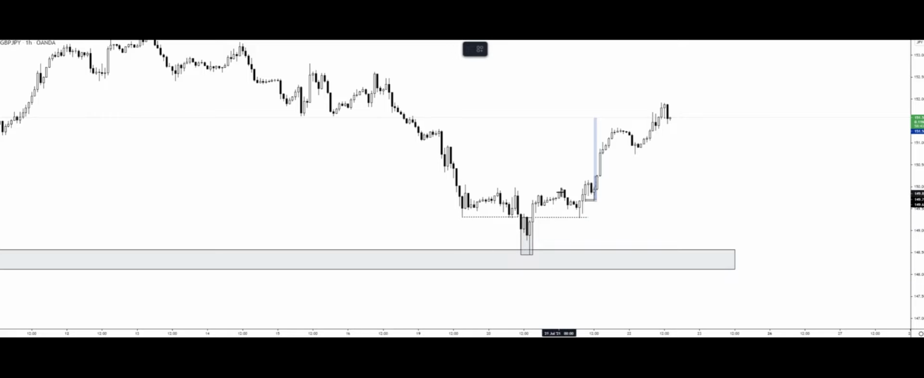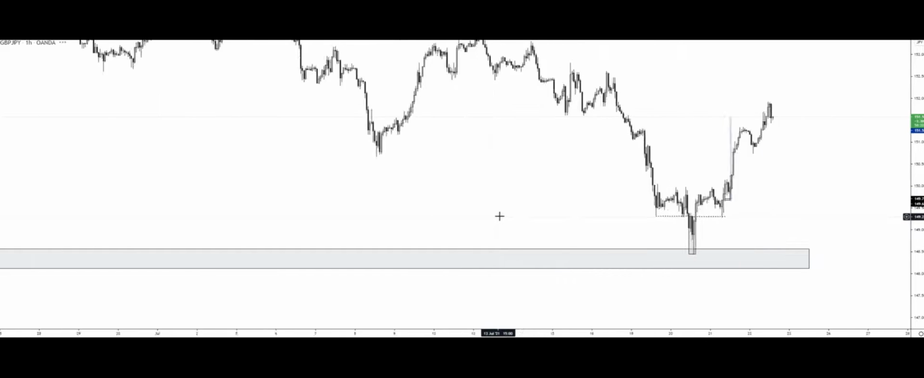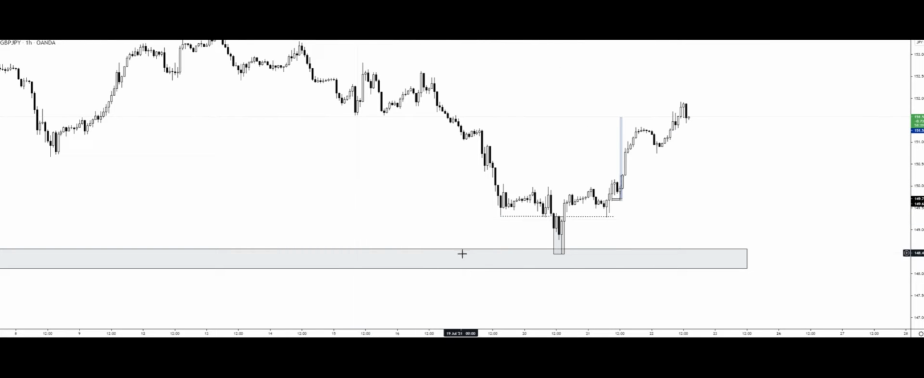Now, in order for me to look for long opportunities, I would prefer to see a break of structure above this range, because once we see price break above the range, that can tell us that demand levels are most likely going to be respected. But if we broke below this range, then that would invalidate looking for long opportunities. So with a higher time frame point of interest, price tapped into it. If you took a trade off there, the max you're getting is 6% off a risk entry.